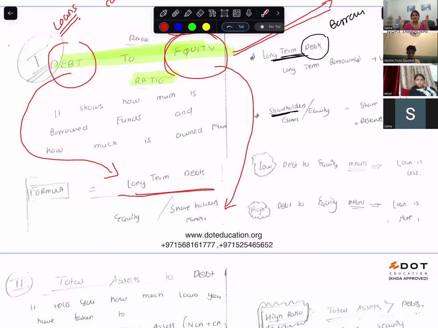It tells you that in your total capital, how much money is borrowed and how much money is owned. What is borrowed is debt. What is owned is share capital plus reserves and surplus. If you have a low debt to equity ratio, that means your loan is less. Higher debt to equity means loan is more.